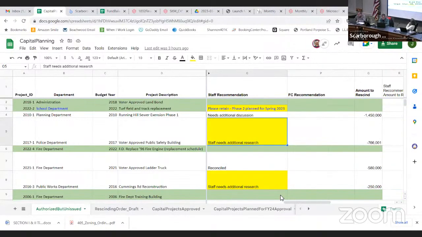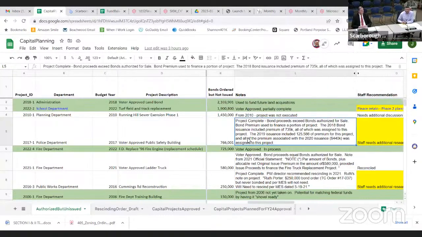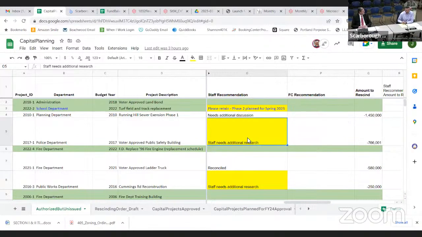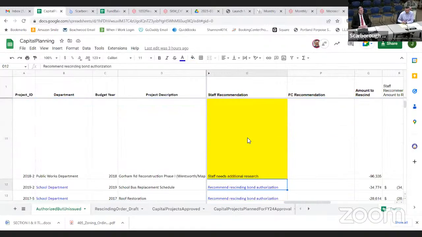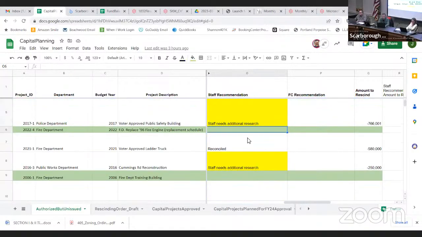One of the items was the public safety building. And let me see if I can move this so we can actually see numbers. Is there something you're actually researching, Tom? No, I think that was highlighted in error. That project is done. So that could be included. I didn't want to touch the staff column.